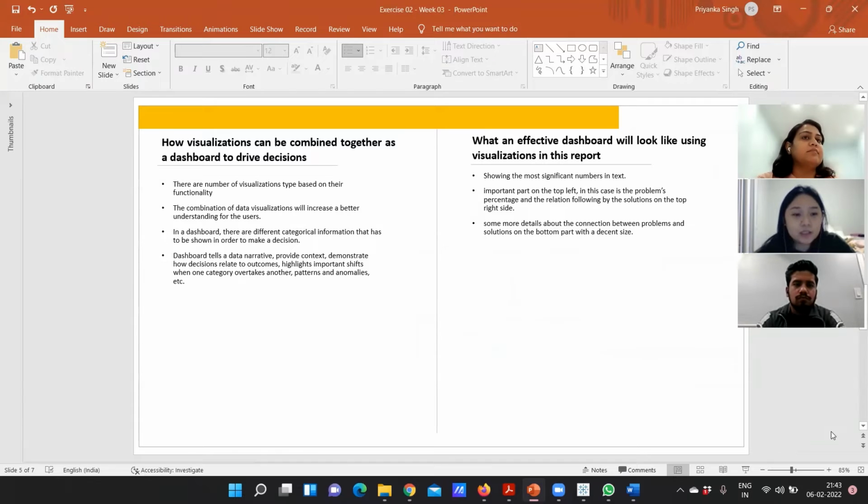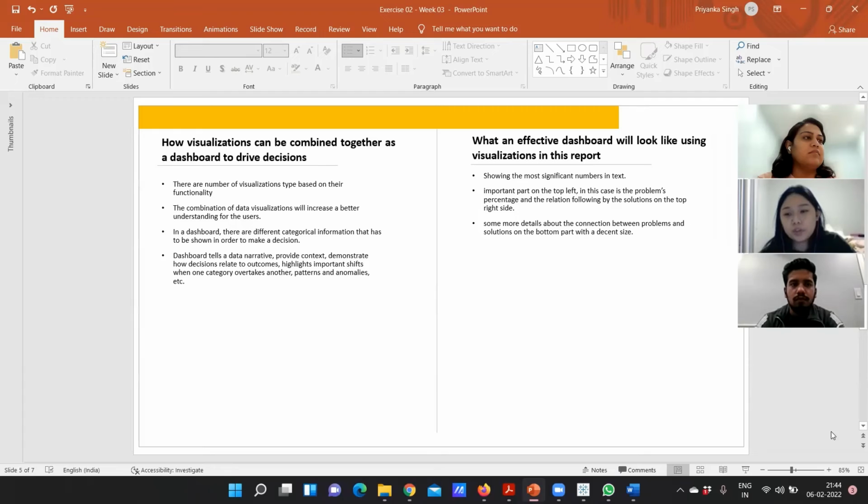So how can visualizations be combined together as a dashboard to drive decisions? There are a number of visualization types based on their functionality. The combination of data visualizations will increase a better understanding for the user. In the dashboard, there are different categories of information that have to be shown in order to make a decision.